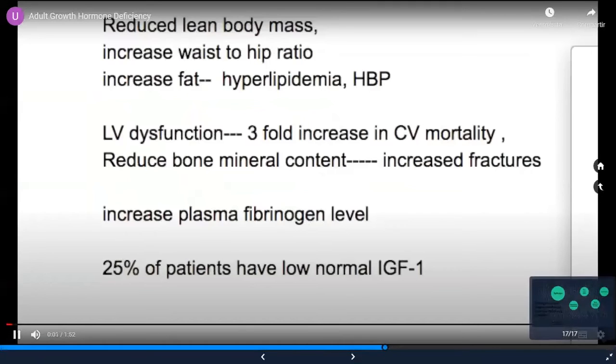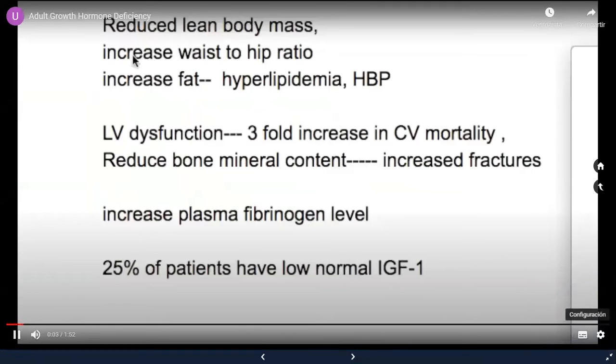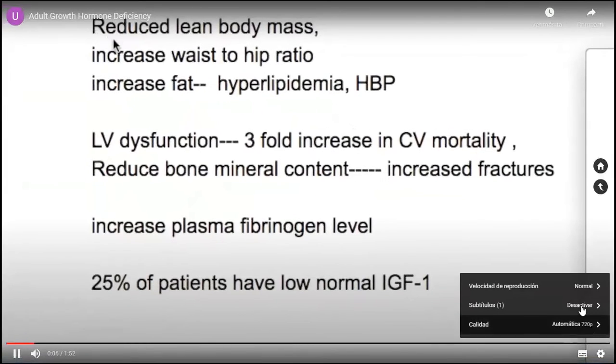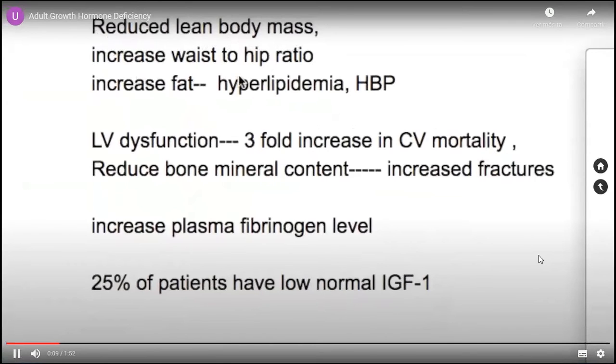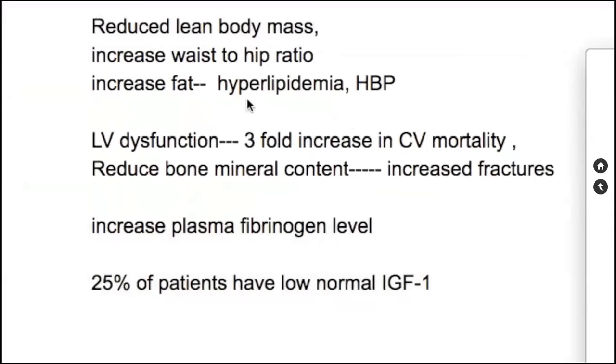Growth hormone deficiency, AGHD. In adult growth hormone deficiency, there is reduced lean body mass, increased waist to hip ratio, and increased fat that leads to hyperlipidemia and hypertension. The system most affected by adult GH deficiency is the cardiovascular system. There is left ventricular dysfunction and a threefold increase in cardiovascular mortality.